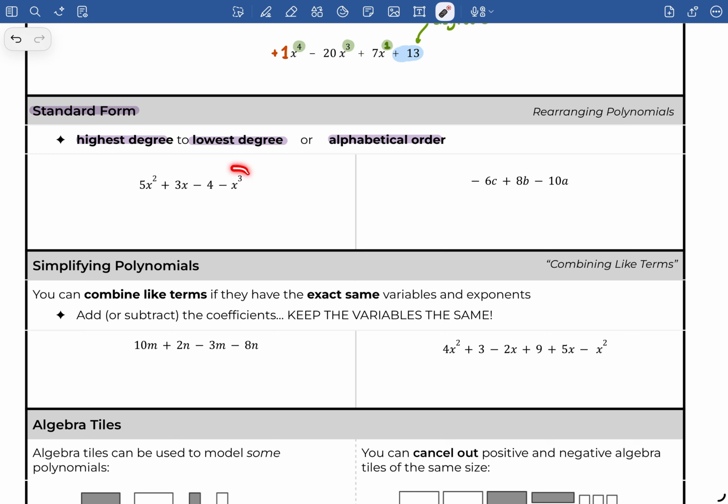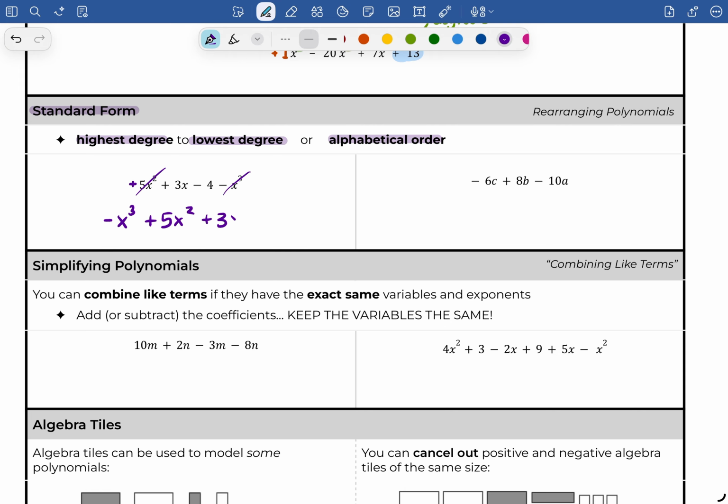So our highest degree term would be negative x cubed. So we're going to take that first. Again, we're looking at the exponents right now since those are different. Then our next highest degree term would be the 5x squared. Again, we want to attach it with a plus sign because we're assuming that that's a positive 5x squared. And then we're done with that one.